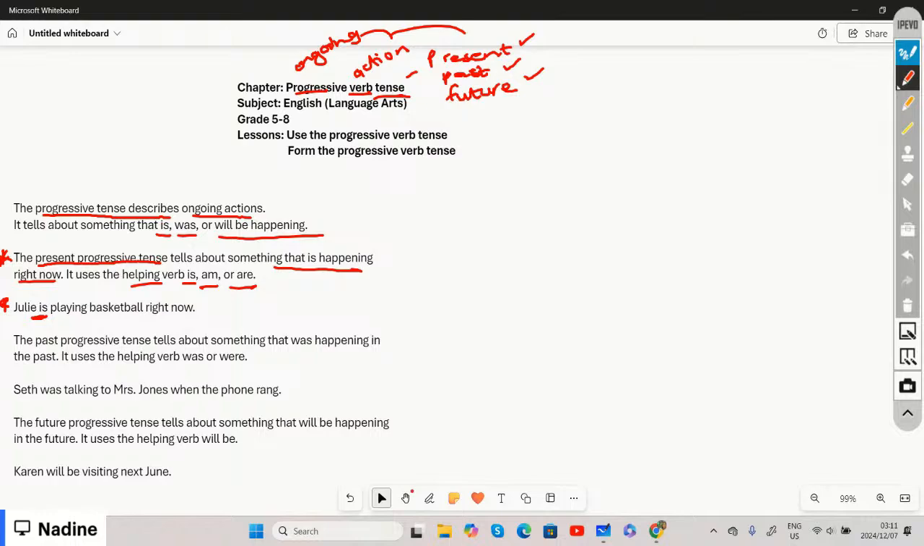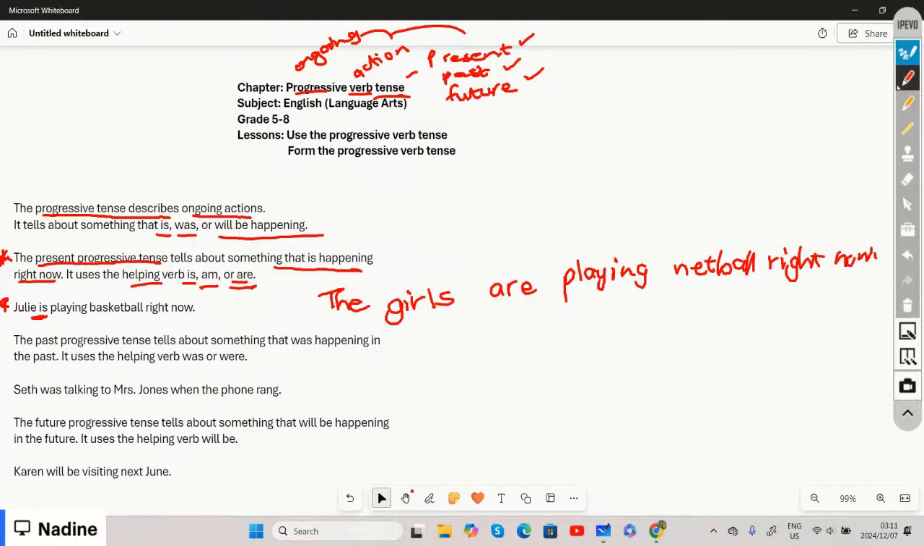If, of course, we had to make mention of more than one person, let's say maybe we said the girls, then we use the word are. So the girls are playing netball right now. So are is being used. Why? Because it is the helping verb that basically shows the present progressive tense, but it refers to more than one person.